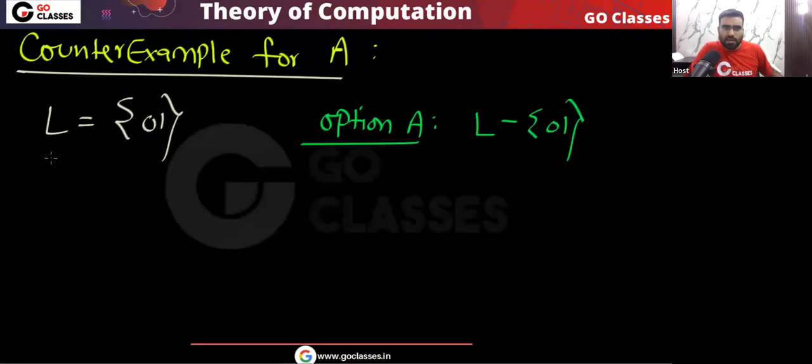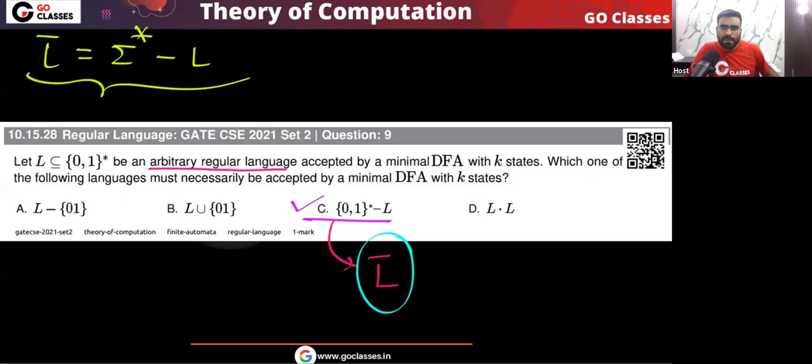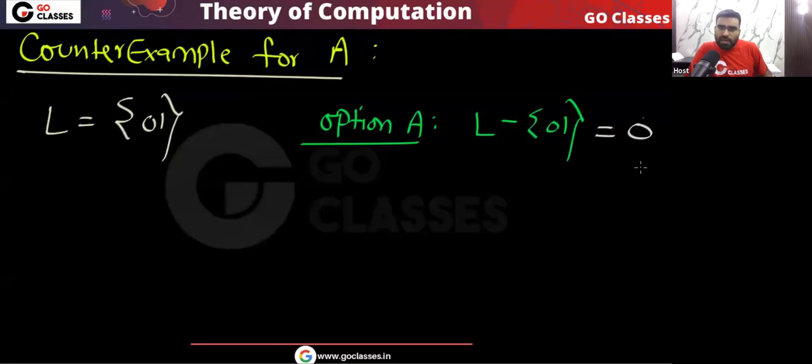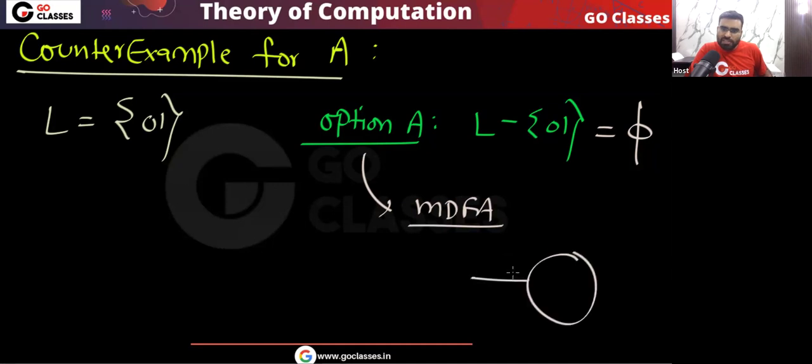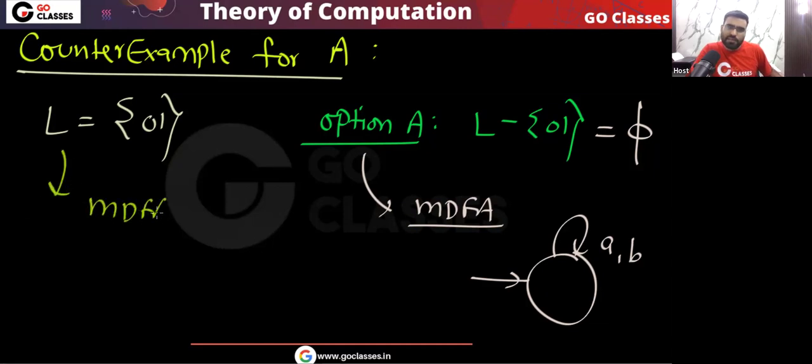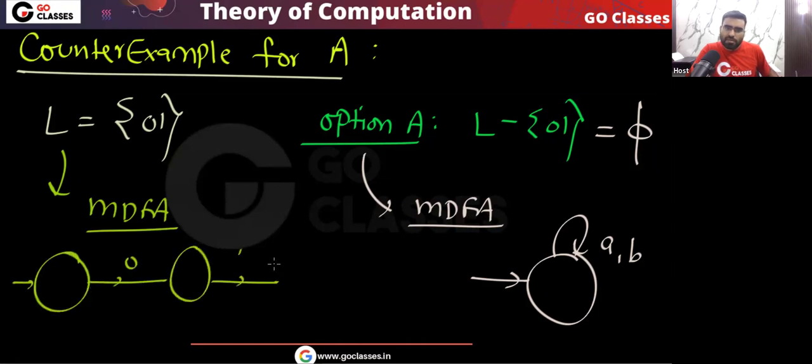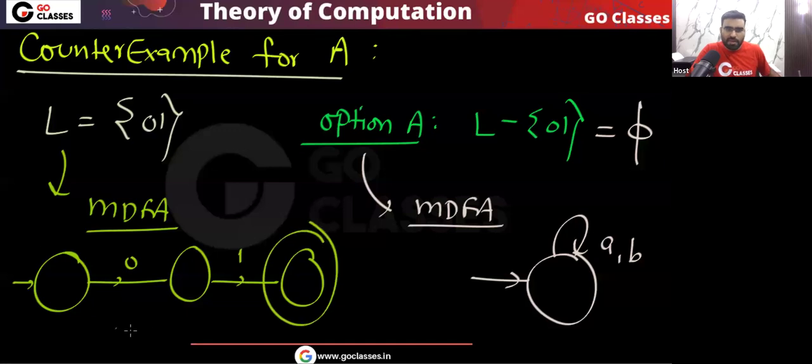If your language is this single string, then option A will be empty. Do you agree? For this option A, the minimal DFA will have a single state because the language is empty. And for the language 0 1, the minimal DFA will have four states.